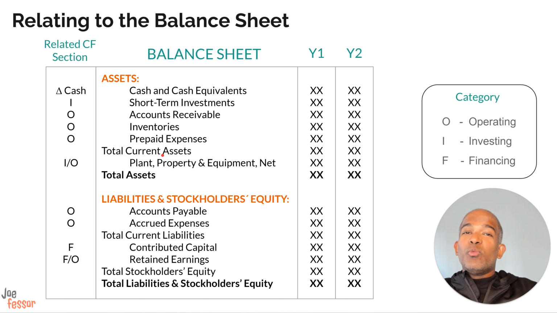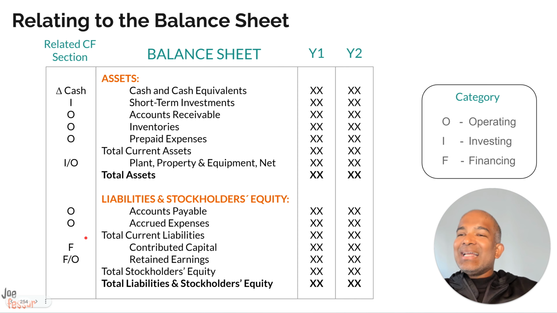Notice that all working capital accounts like accounts receivable, inventories, and accounts payable are marked with an O. We use the change in these accounts to reconcile net income to cash flow from operations. Investing activities, or I, relates to long-term assets, primarily plant, property and equipment, and short-term investments. Note that for net PPE, its primary cash flows, purchases and sales, are investing, but the depreciation component is used in the operating calculation and therefore it links to both sections.